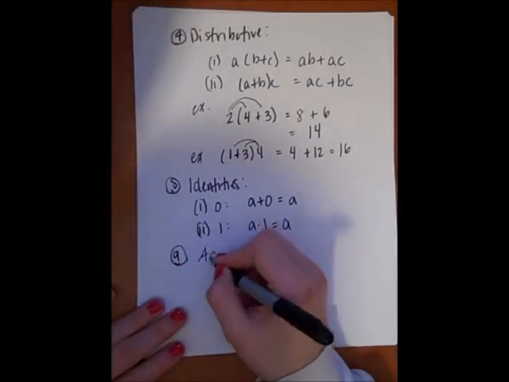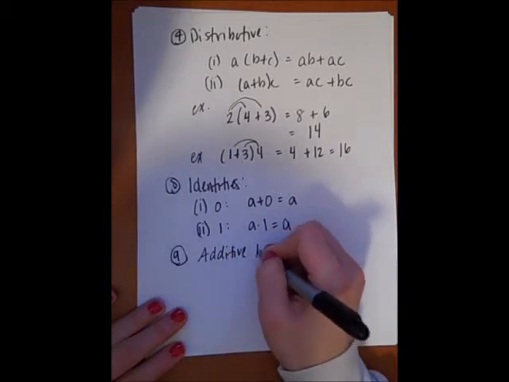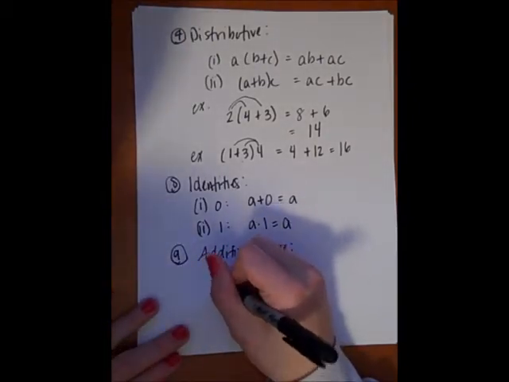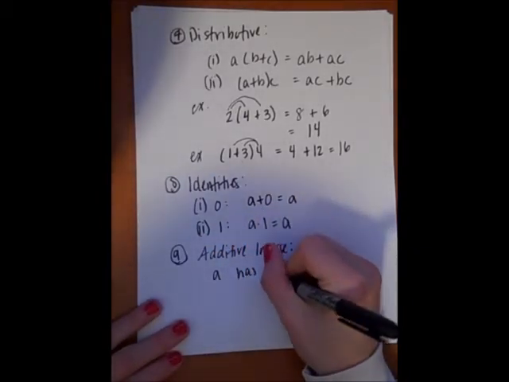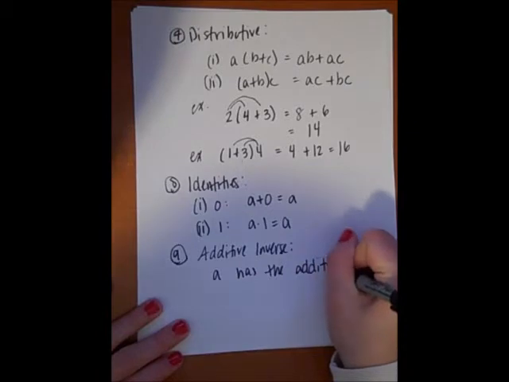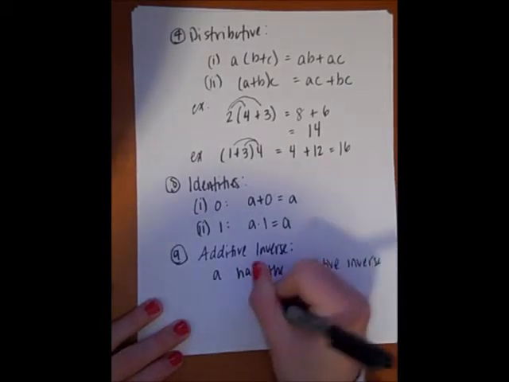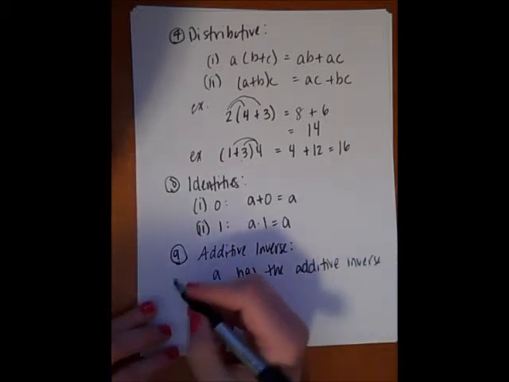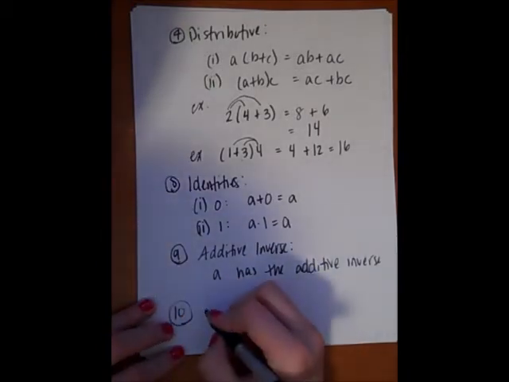Number 9 is the additive inverse. Basically, the additive inverse is the number that you have to add in order to get 0. So A has the additive inverse negative A. Like the additive inverse of 2 is negative 2. The additive inverse of 3 would be negative 3. The additive inverse of 5 is negative 5. The additive inverse of negative 1 is 1. The additive inverse of negative 5 is 5. So it's whatever number you have to add in order to get 0.